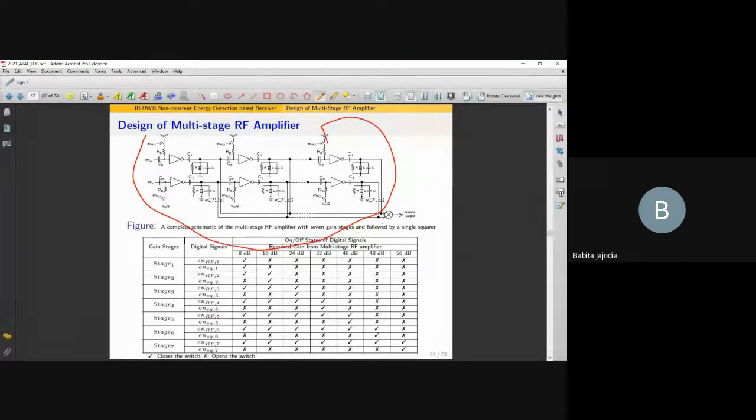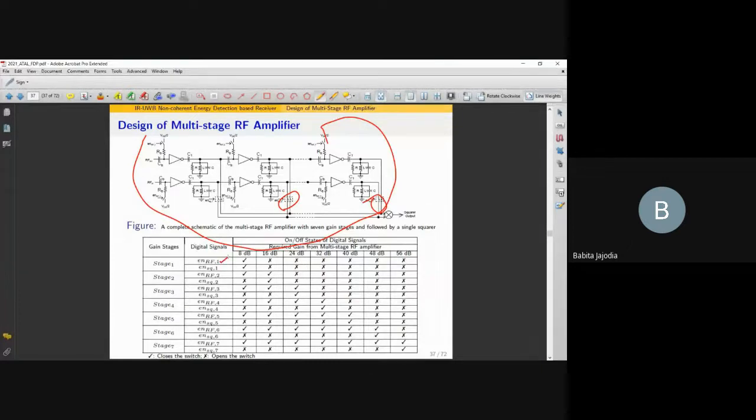So how can you connect it to the squarer? Either we have to use multiple copies of the squarer, or we can use one squarer which will be controlled by the signal. You can see each stage's output is connected to the squarer, and which stage's output will be taken as the input will depend on the control signal here. So this is a complete schematic of the multi-stage and how the control signal will be taken up.